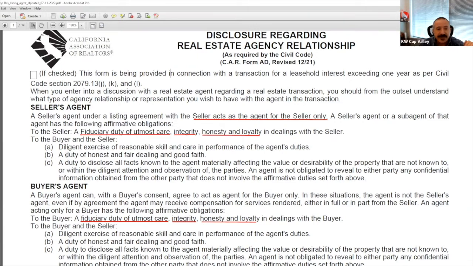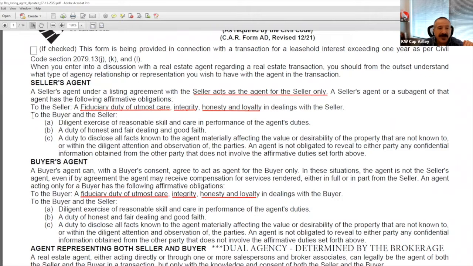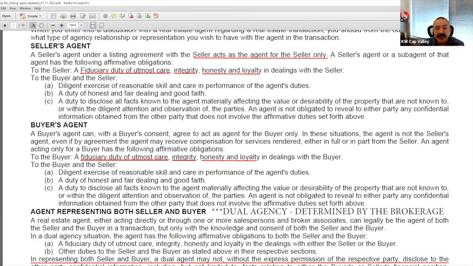Now, if you look here, it talks about owing a duty to the buyer and the seller's agent, that is. Well, what does that mean? Here it says, amongst other things, a duty to disclose all facts known to the agent that materially affect the value or desirability of the property that are not known to or within the diligent attention and observation of the parties. It also talks about a duty of honest and fair dealing and good faith. Well, this duty is owed to the buyer and seller. And if you look down under the buyer's agent's duties, it has the exact same duties.